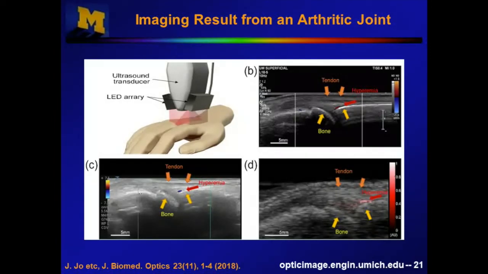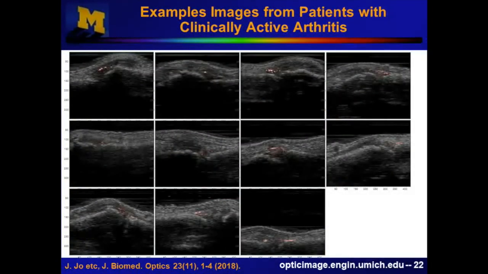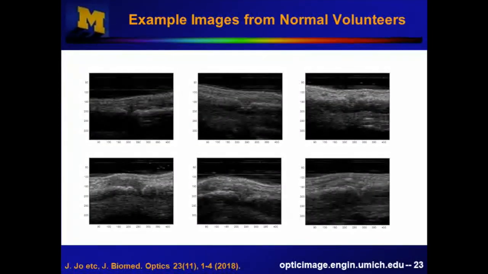This image has a good match with the Doppler ultrasound images from another system, a commercial ultrasound system. Our photoacoustic image has a good match with the Doppler ultrasound for detecting the hyperemia. Here are some example images from patients with clinically active arthritis. In each one, we are able to detect the hyperemia in their finger joints. Here are example images from normal volunteers, and because they don't have active inflammation, we're not able to detect much activity in their finger joints.